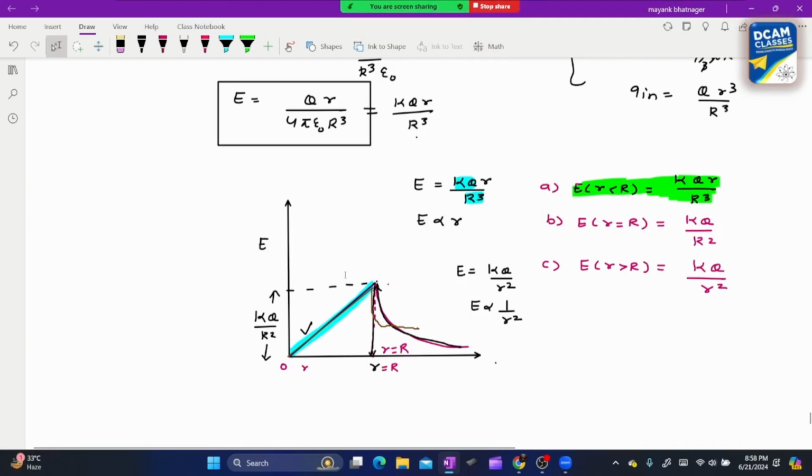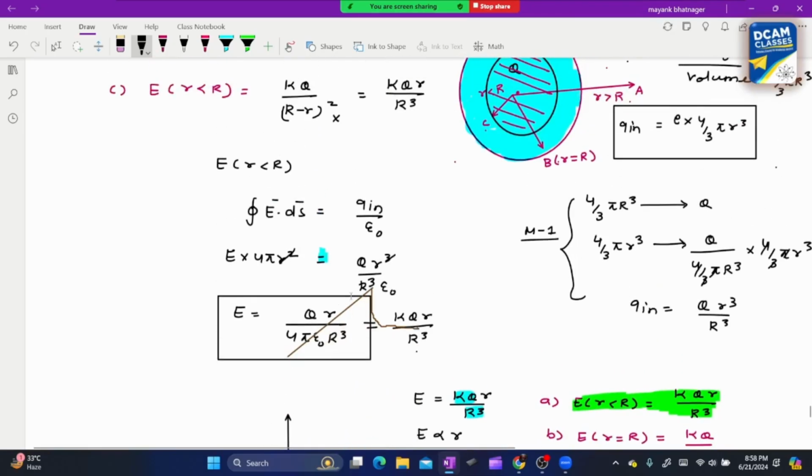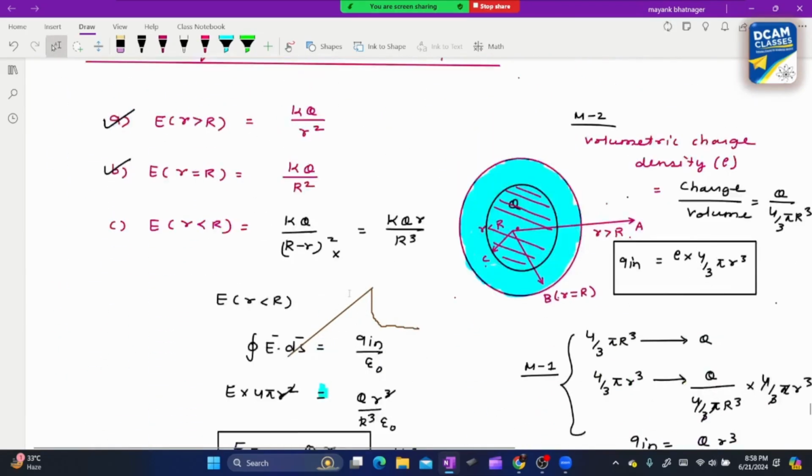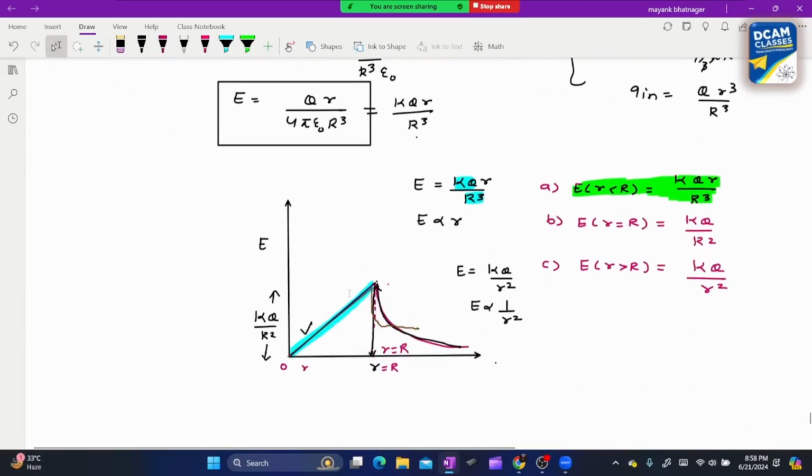Dotted line. Acha. No, this dotted line was only to show you. No, sir, I'm asking about the first one. E is equal to kQr by capital R cube. But how will we get that line? How will we get that curve?